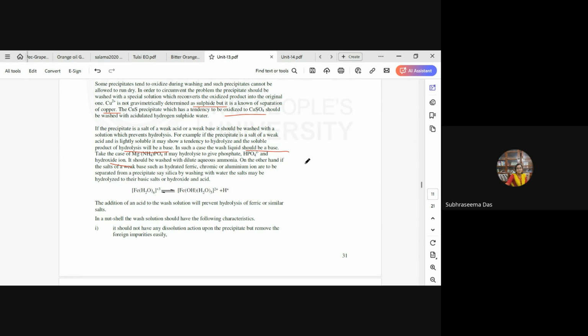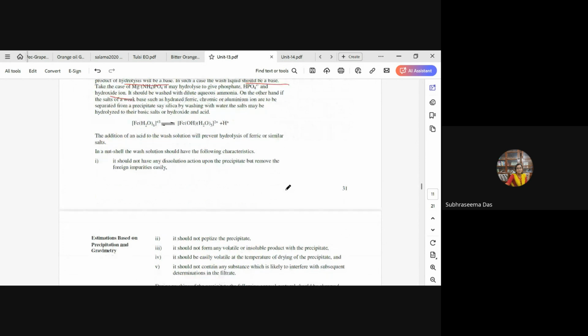But if we take the salts of a weak base such as hydrated ferric, chromic or aluminium ions, then the washing may be done with acid, since they may hydrolyze to their basic salts and hydroxides. So the addition of an acid to the wash solution will prevent hydrolysis of ferric or similar salts.